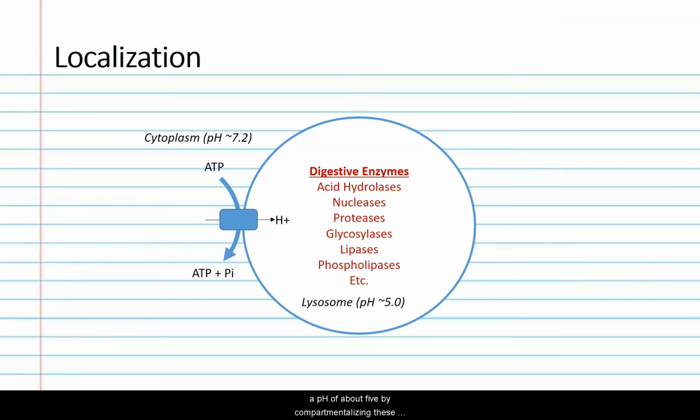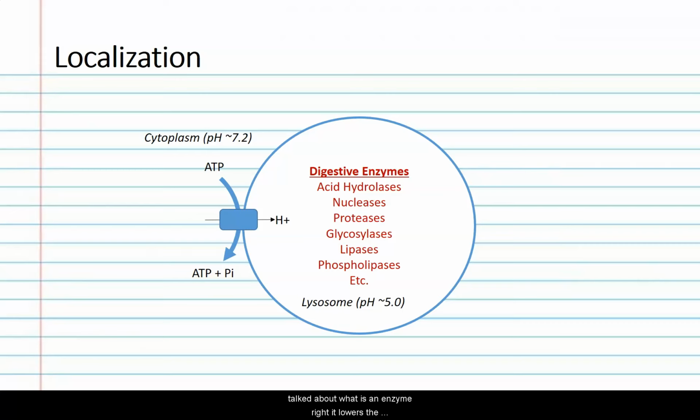By compartmentalizing these enzymes, by localizing them to a particular spot within the cell or within the body, we are regulating the enzyme activity. We're keeping it localized to a very specific location. Okay, so that is it for this particular lecture.